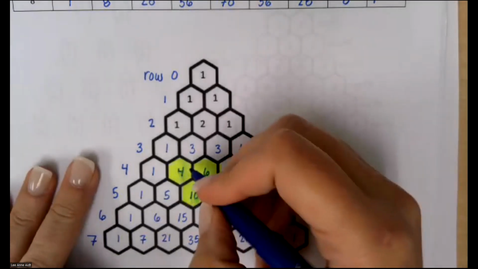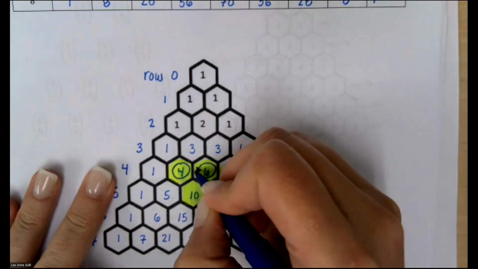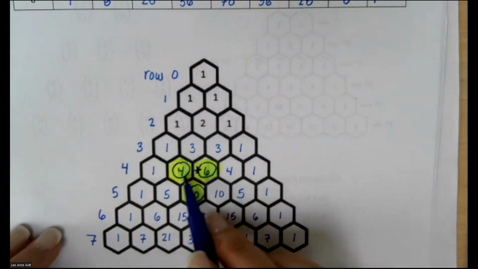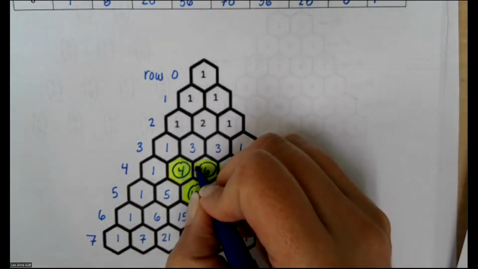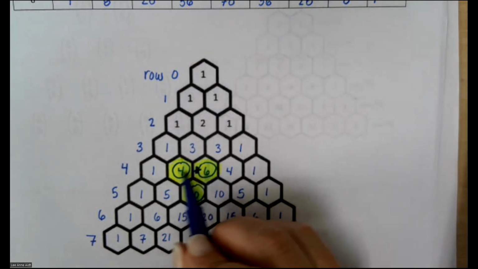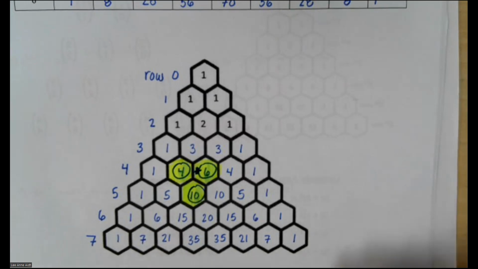Just pick any two. Four plus 6 equals 10. So show it any way that you want to, and it doesn't have to be 4 and 6 and 10, but just show that the two above add to the one below. Okay, when you're done with that, flip to the back.